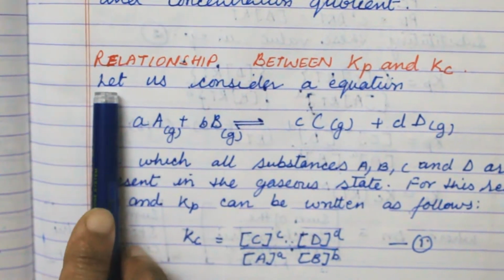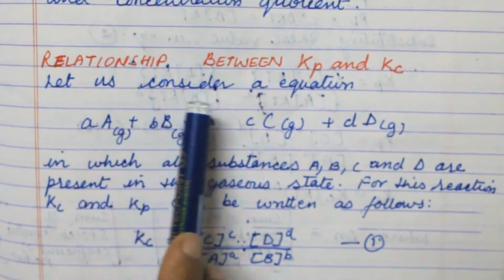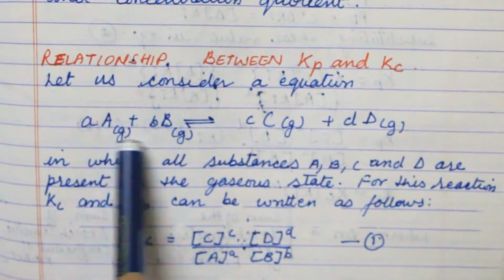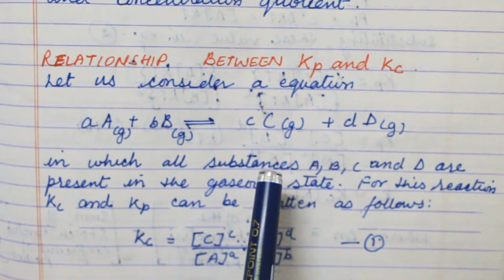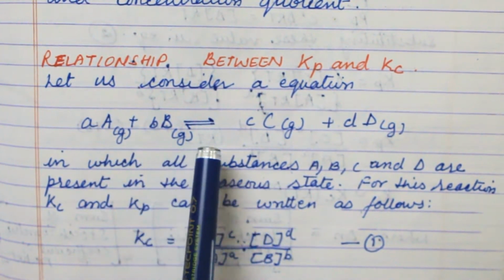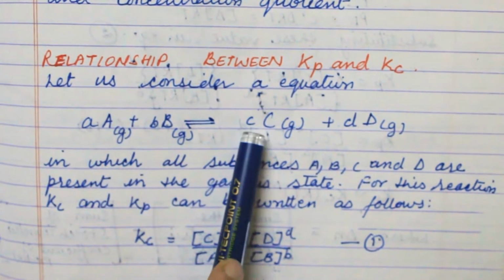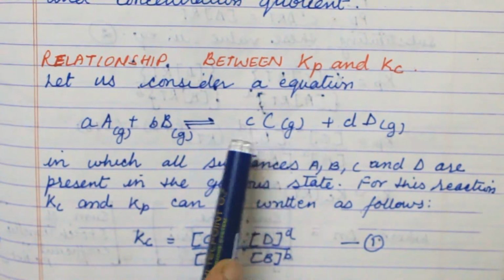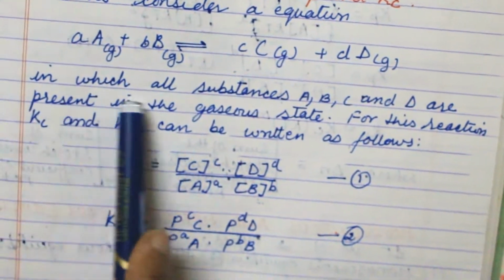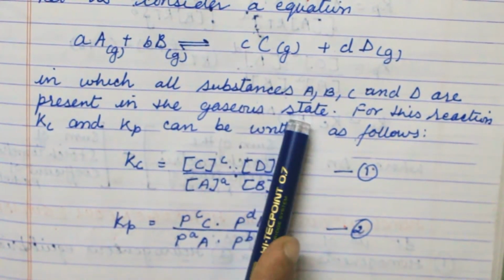Hello student, today my topic is the relationship between Kp and Kc. Let us consider an equation like this. All reactants and products are in the gaseous phase and the reaction is in the equilibrium position. These are the stoichiometric coefficients written in front of the products and reactants, in which all substances A, B, C and D are present in the gaseous state.